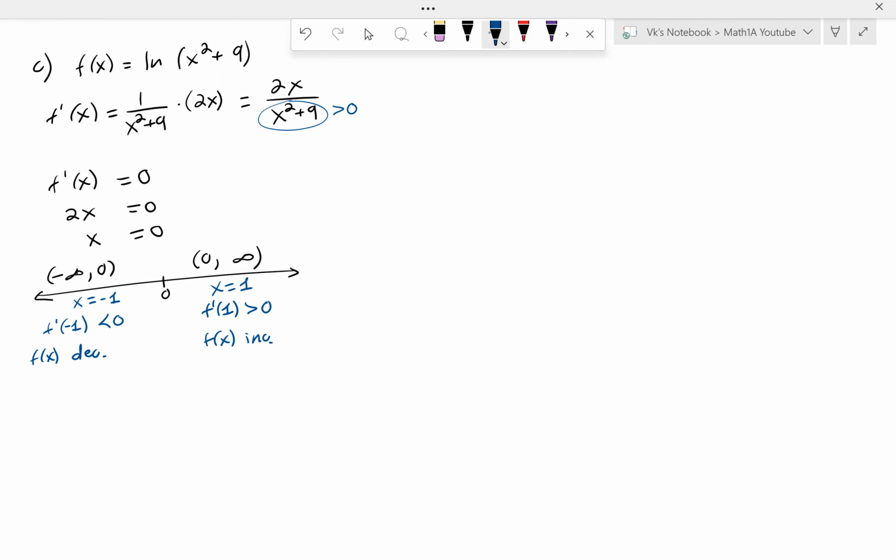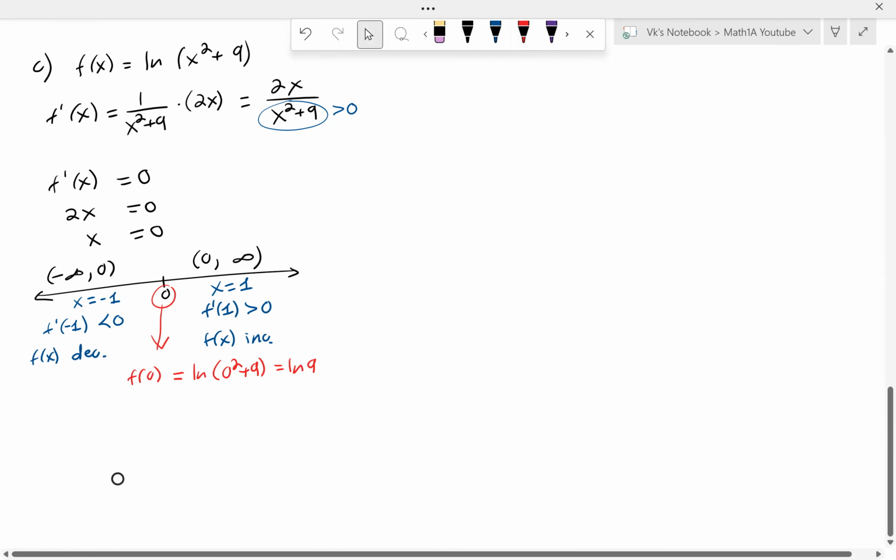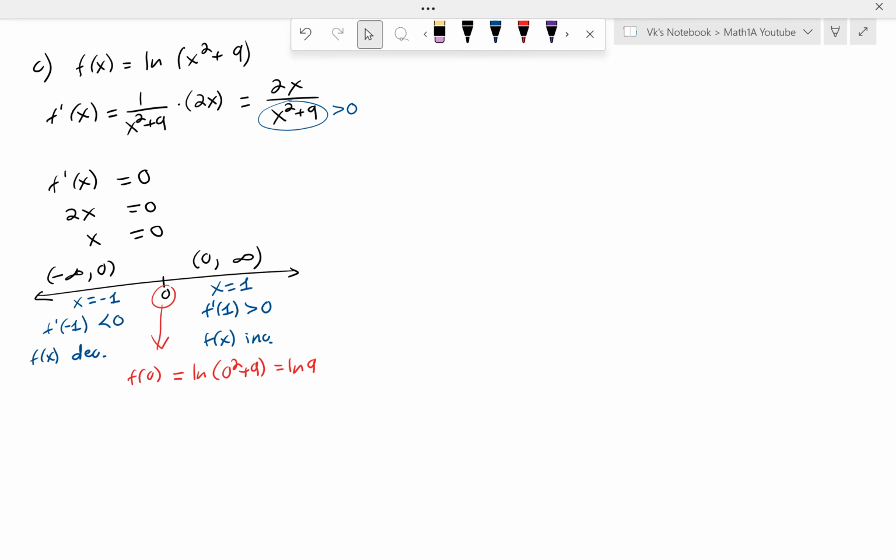The function goes from decreasing to increasing, meaning that f of 0, which is ln of 0 squared plus 9, and that is ln 9, is a local minimum. And because this function only has one local minimum, it is also the absolute minimum.